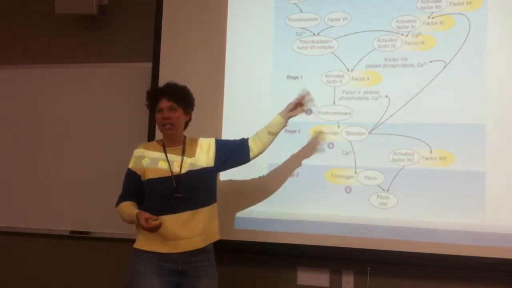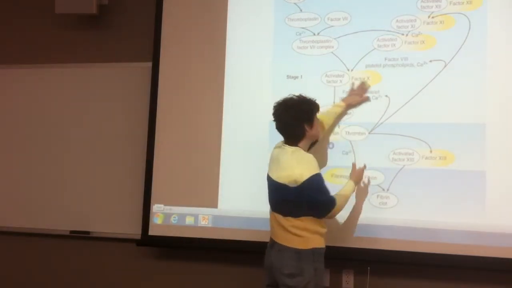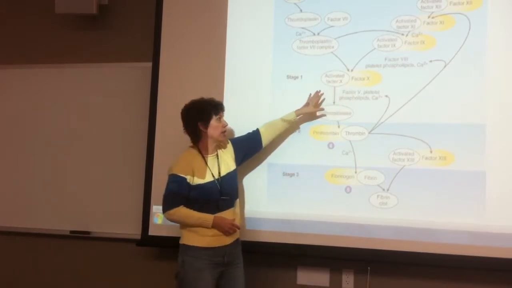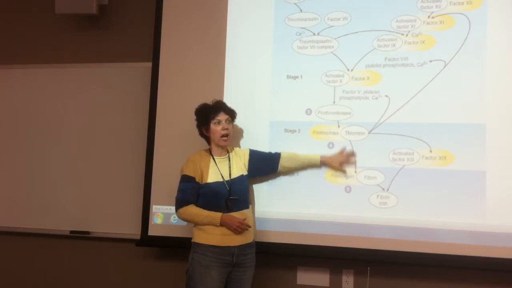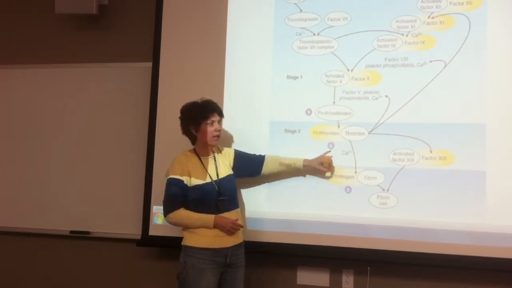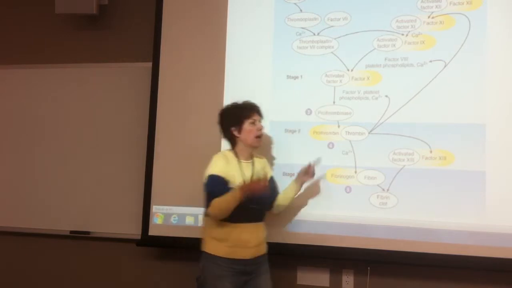Okay, so we have additional steps that have to occur. They all eventually reach a common activation of a common factor. So from that point on, this is identified as the common pathway. From stage 2 on? Pardon? The factor 10.